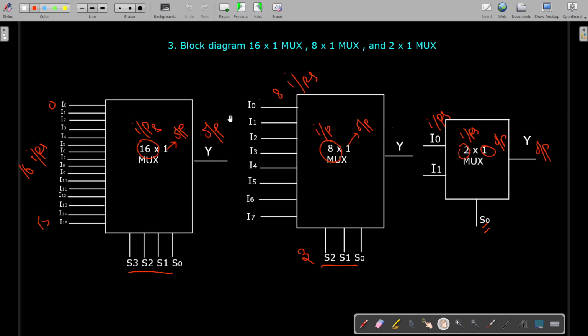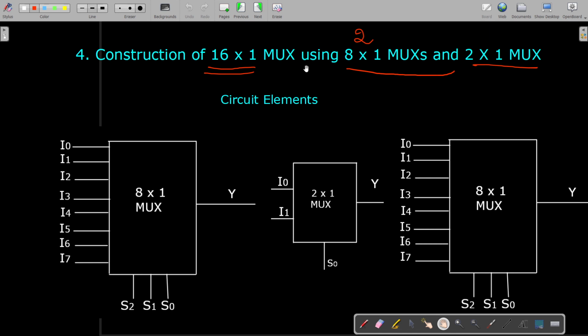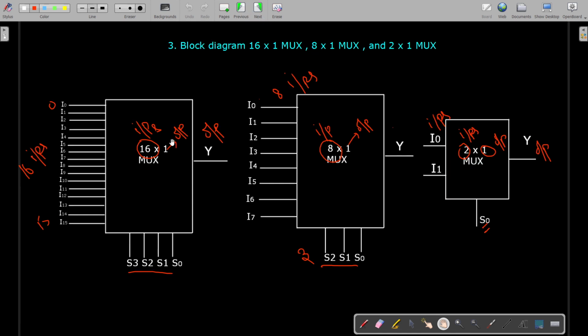So before constructing the circuit, we should know how a 16 by 1 mux works. Okay, then only we can perform this construction, isn't it? So here you have the 16 by 1 mux. This works based on the selection input only. So it is a data selector.